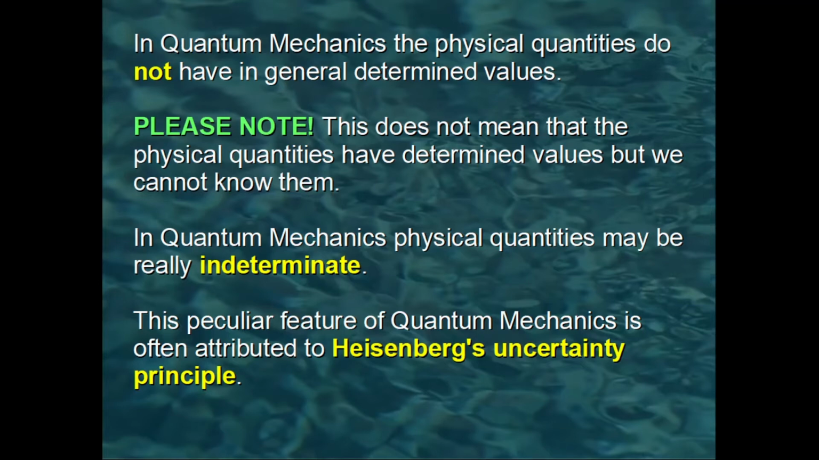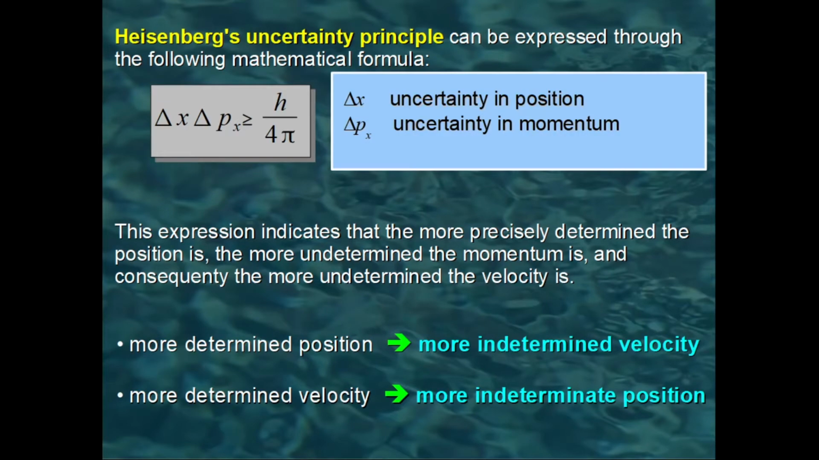Let's analyze in more detail this intrinsic uncertainty, which is described through a mathematical law called, for historical reasons, Heisenberg's uncertainty principle, even if it is actually a mathematical theorem that is demonstrated through the quantum physics formalism. Heisenberg's uncertainty principle can be expressed through a simple mathematical formula: delta x times delta px greater than or equal to h over 4 pi.